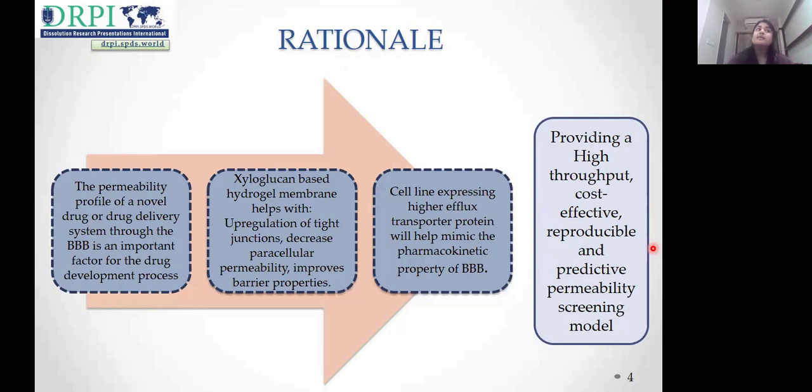Next, cell lines expressing higher efflux transporter proteins can also help in mimicking the pharmacokinetic properties. All in all, that can make a high throughput, cost effective, reproducible model which can be used for predictive permeability of drugs.